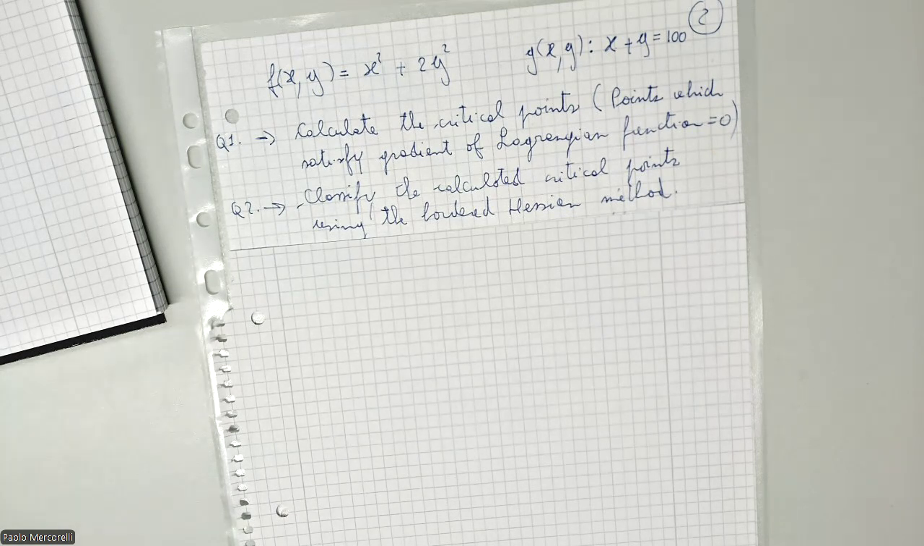Interpretation. Assuming that x squared plus 2 times y squared represents the cost of production per day for 2 products. I have a company with 2 products. Of course, practically very often the company produces many products.